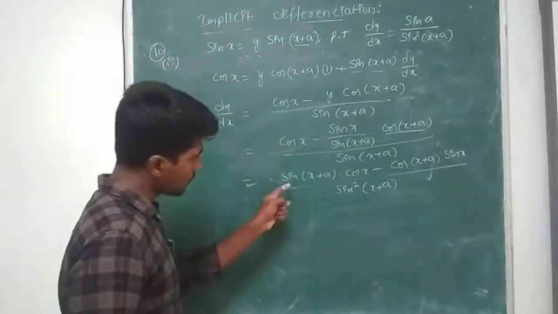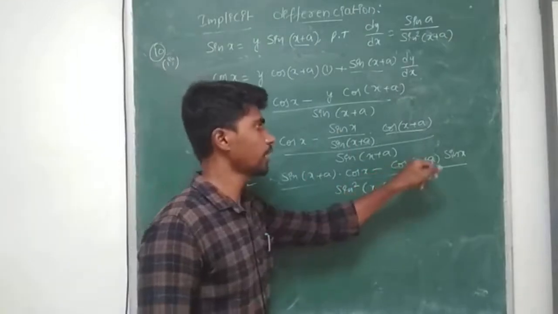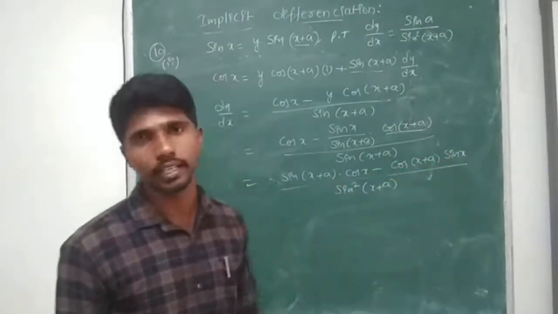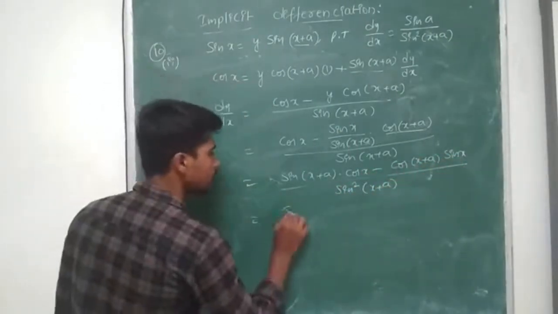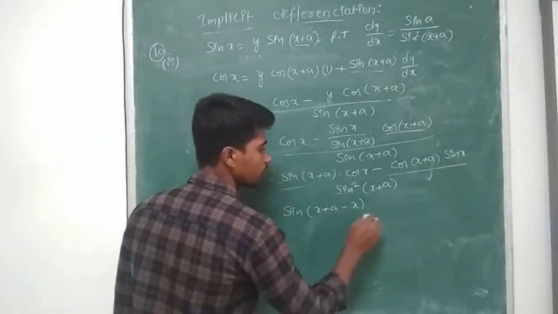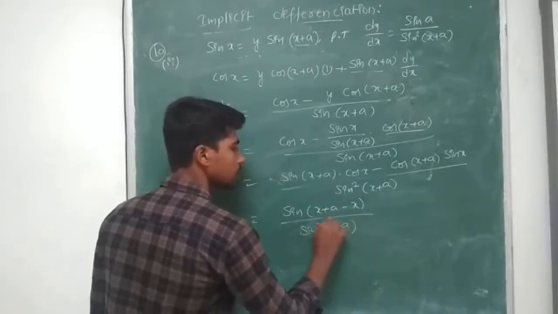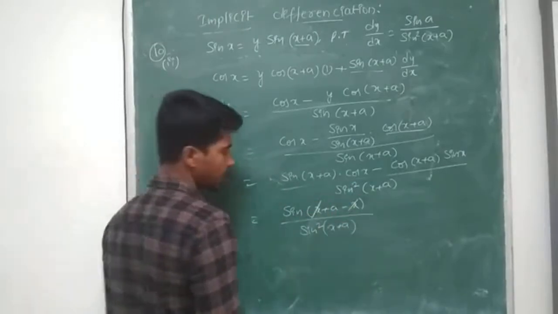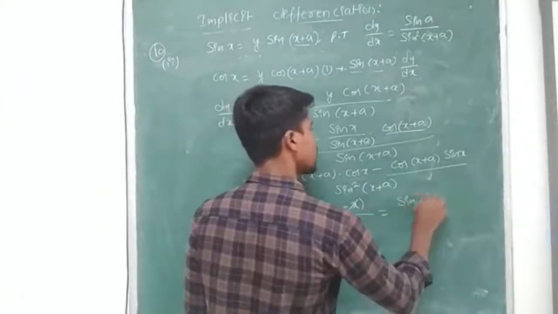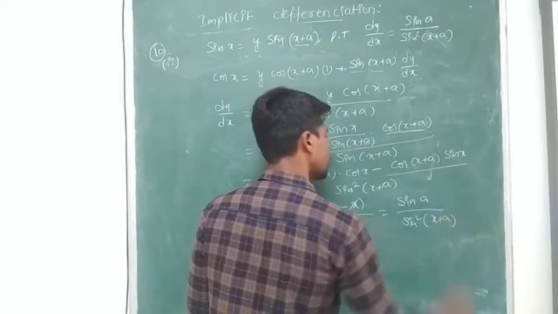Now you see sin x cos y minus cos x sin y, which is nothing but sin of (x minus y). So I get sin of (x is x + a, y is x) by sin square(x + a). Minus x plus x gets cancelled. I got sin a by sin square(x + a).